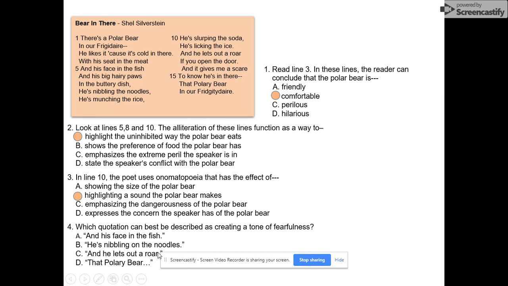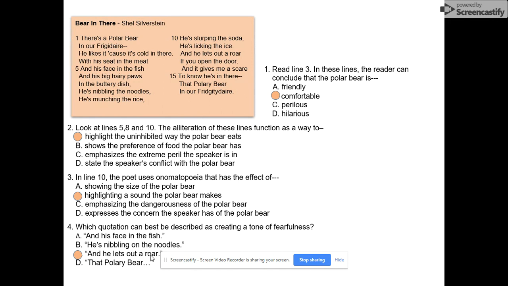Well, look at right here. We have roar, which is also an example of onomatopoeia. So if I opened up my fridge and I heard a roar, that would probably scare me. So the tone of fearfulness is going to be from the onomatopoeia roar.